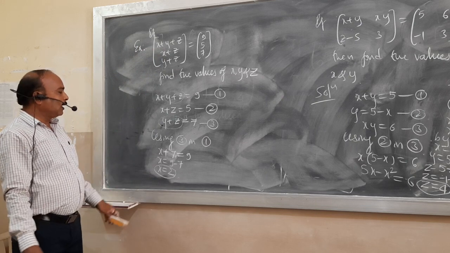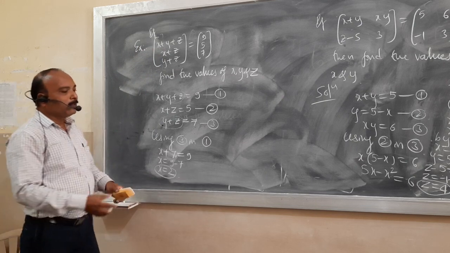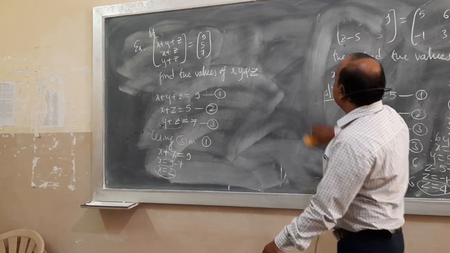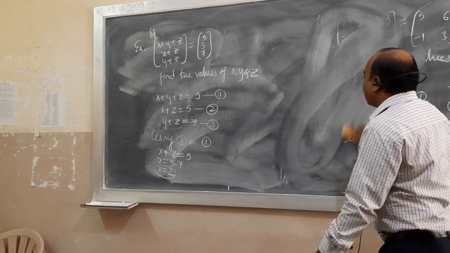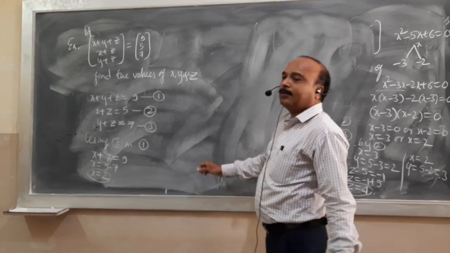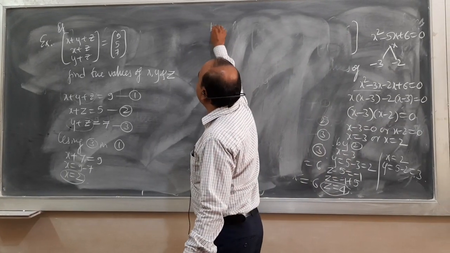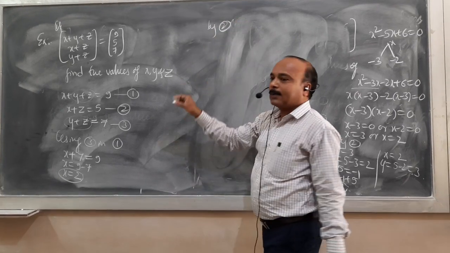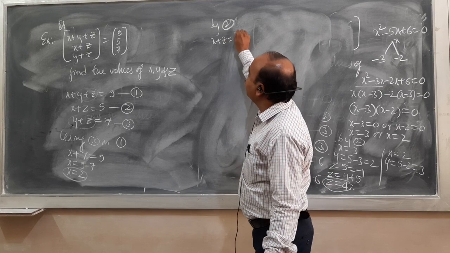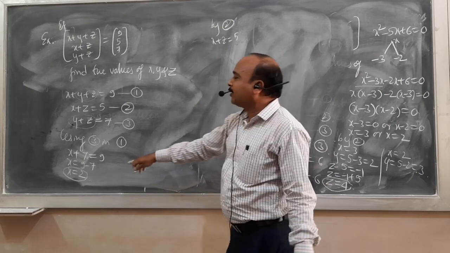Next we go for the y and z values. It is very easy to find the remaining two values. Here we consider another equation. If you know the x value, it is easy to find the z value by equation number 2. By 2, x plus z equal to 5. So put the x value here.